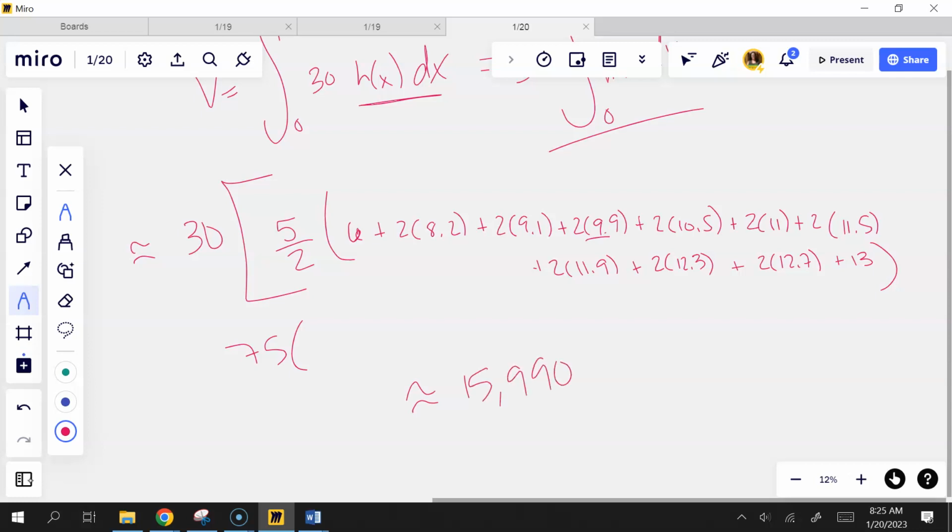What are my units? Feet cubed, that's right. Cubic feet. Look at what I'm finding. I'm finding volume. My table is in feet, so volume would be cubic feet.